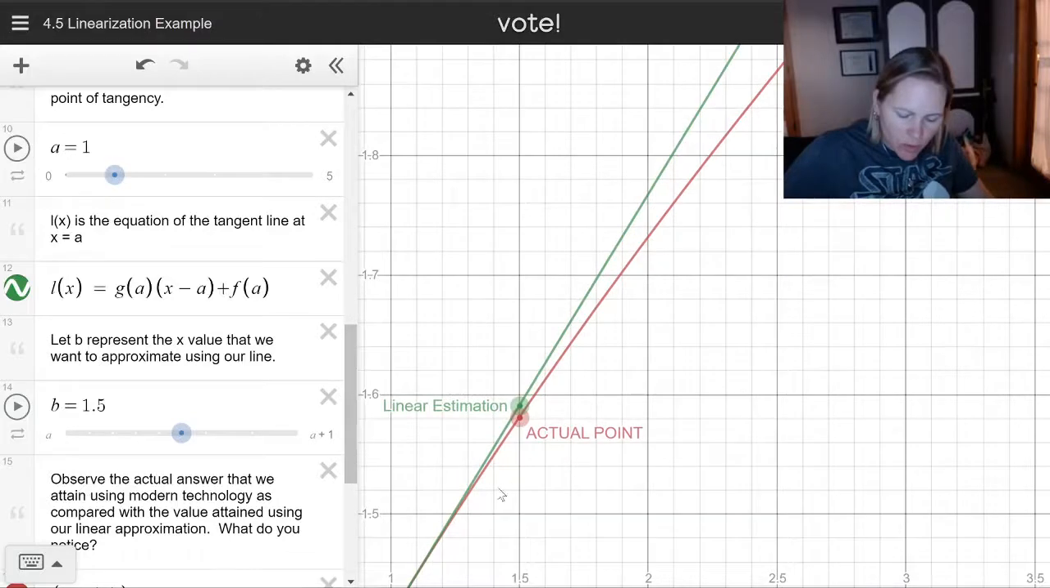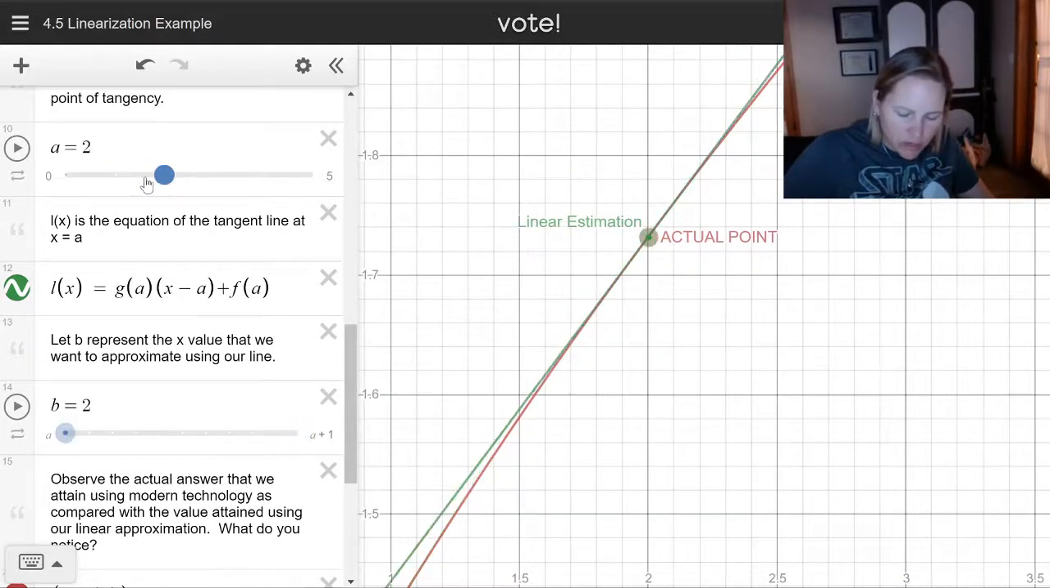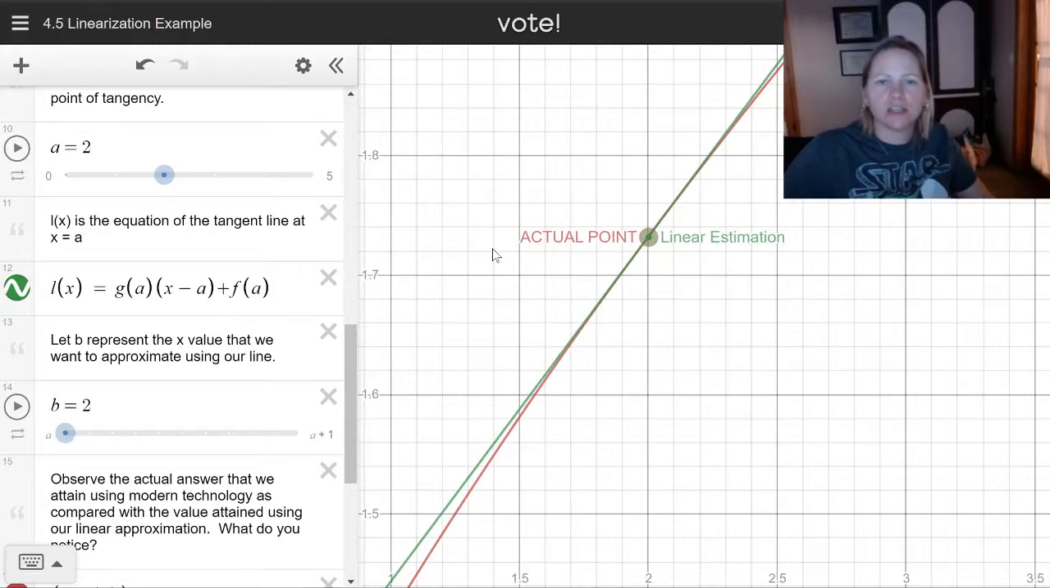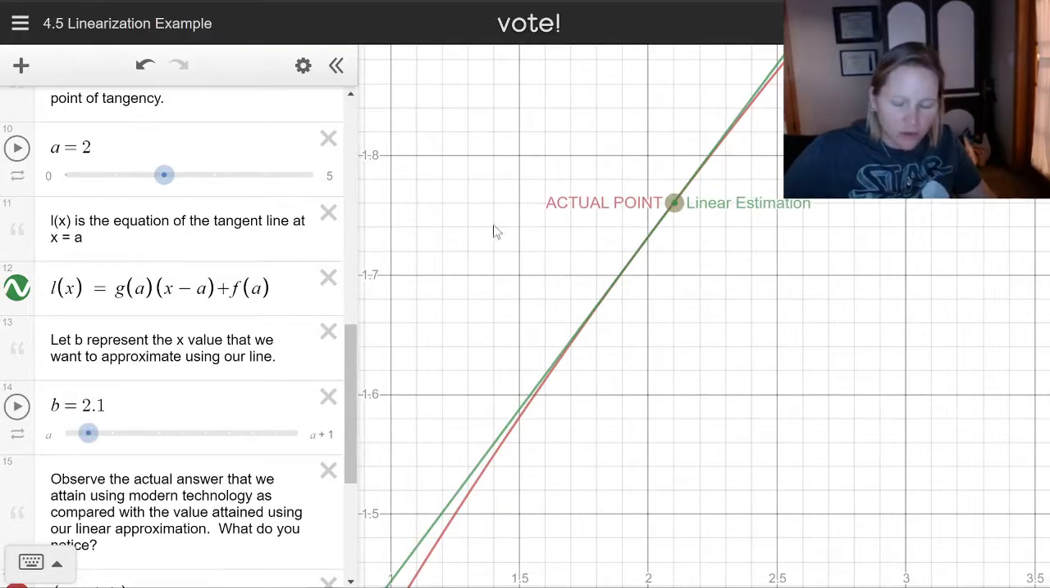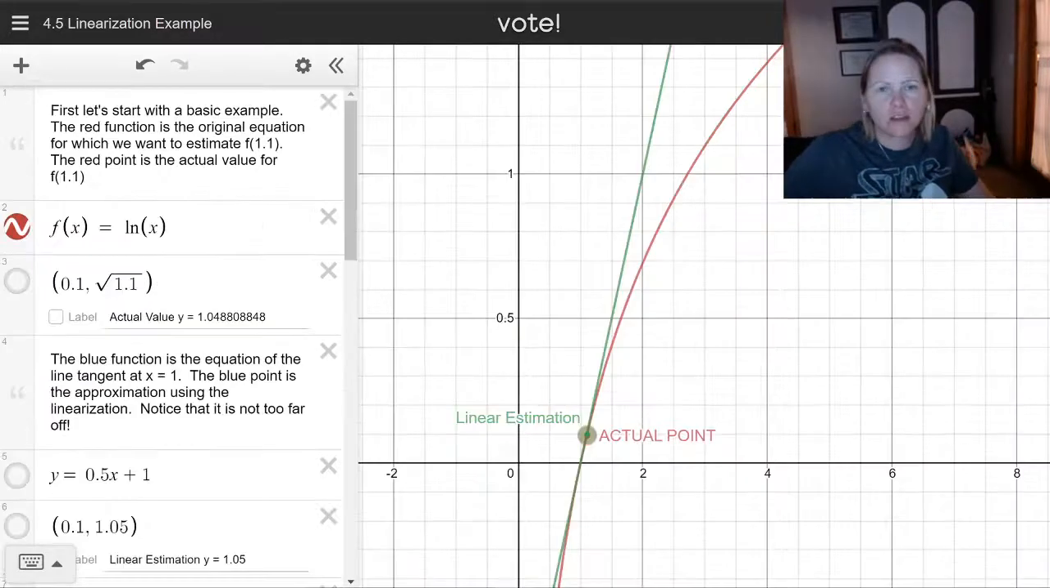And so the further away you get, you're going to have to adjust and rewrite the equation of your tangent line. You always want to pick a point to center your tangent line at that's close to where you want your linear estimation. Now, this will work for just about any function. You could plug in any function of x that you want and be able to demonstrate this linearization. For example, natural log of x.